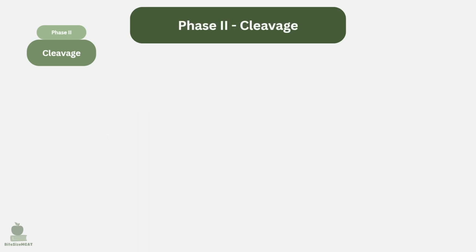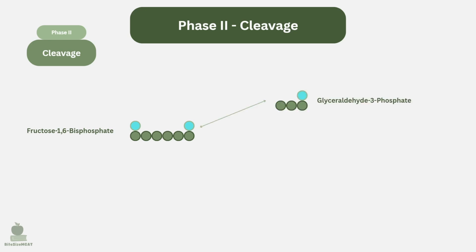Our first step during this phase is simply cleaving fructose 1,6-bisphosphate into 2 distinct molecules. One is going to be glyceraldehyde 3-phosphate, and the other is going to be dihydroxyacetone phosphate. Because we have an enzyme cleaving this molecule in half, we only need one enzyme in order to produce these 2 products. So we move from a 6-carbon molecule with 2 phosphates into 2 3-carbon molecules, each with 1 phosphate.